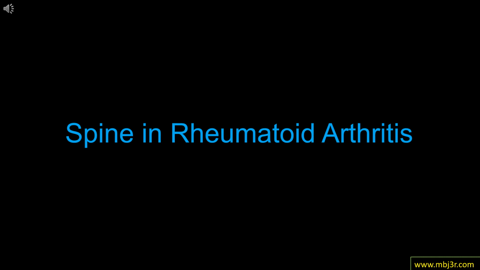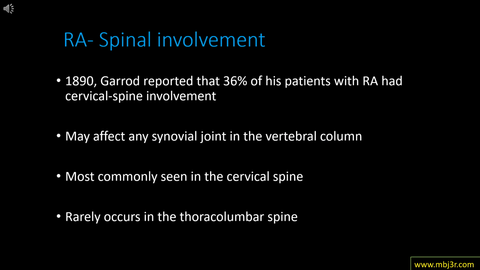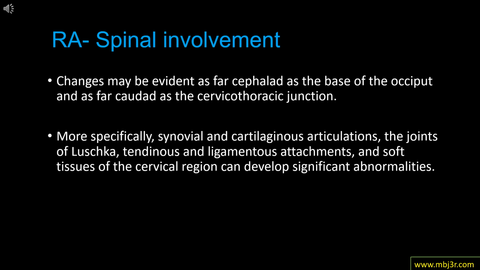Spine in rheumatoid arthritis. In 1890, Gerard reported that 36% of his patients with rheumatoid arthritis had cervical spine involvement. It may affect any synovial joint in the vertebral column, most commonly seen in the cervical spine. Rarely it affects the thoracolumbar spine. You may see changes from the occiput to the cervicothoracic junction.